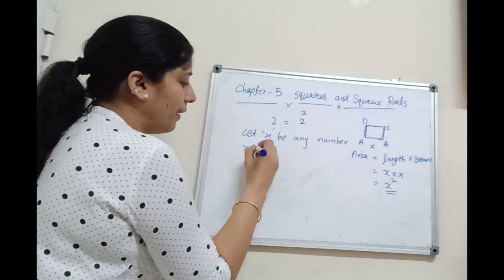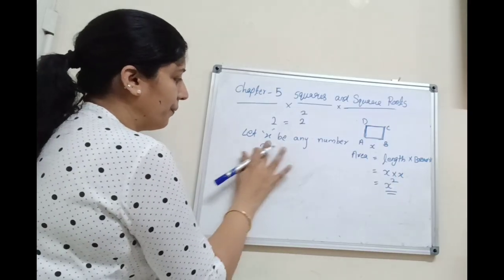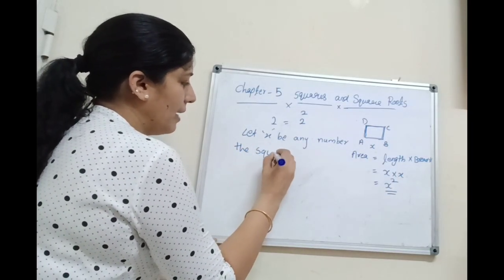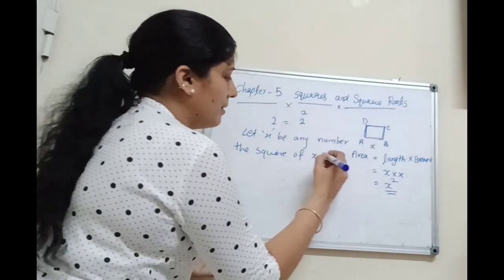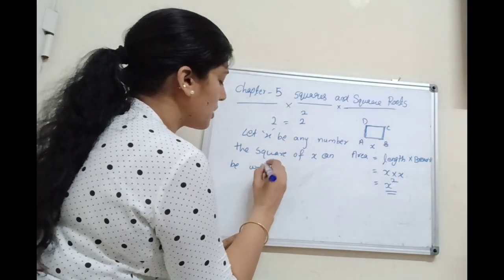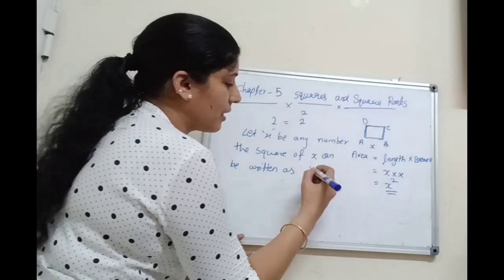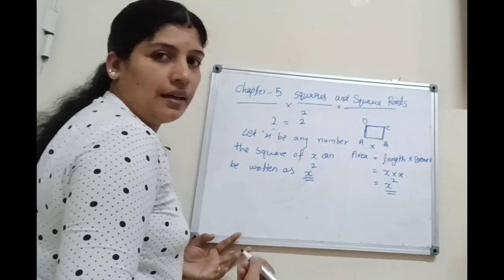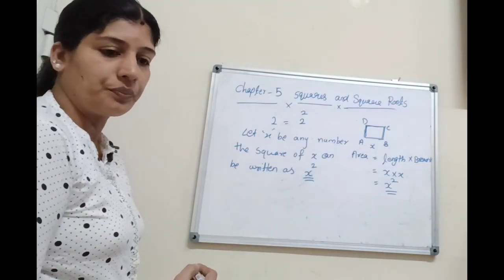Therefore, the square of x can be written in exponent form. How can x be represented? It is x square.